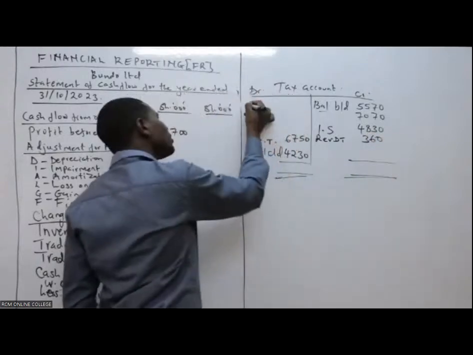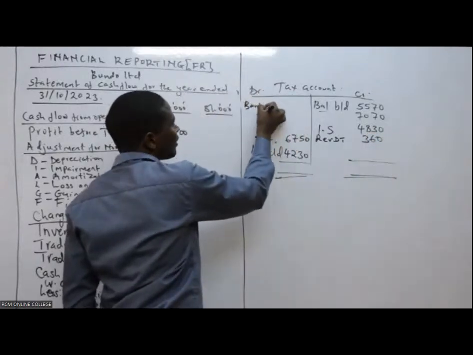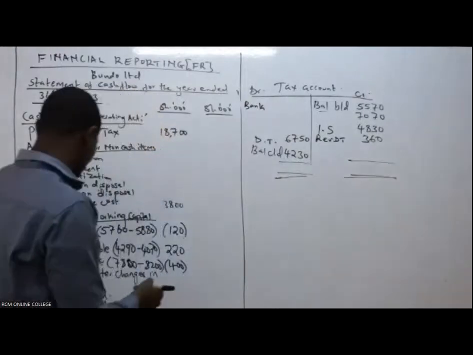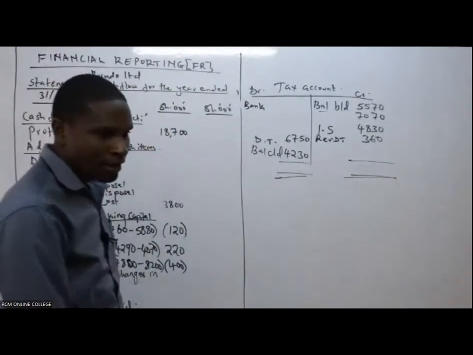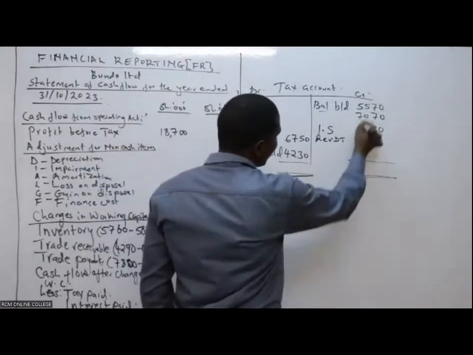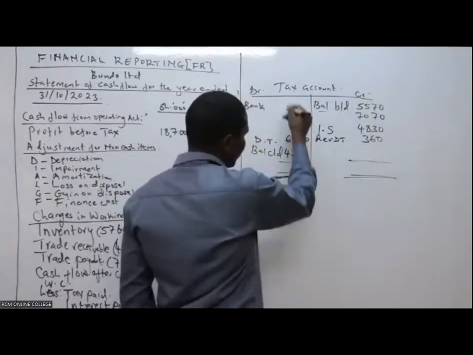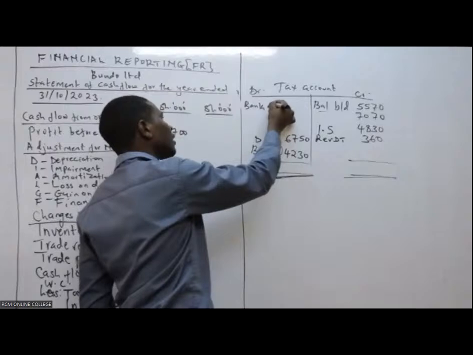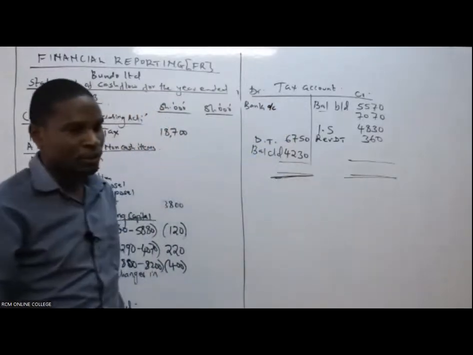Now, can you tell me what was taken to the bank? And that is the tax paid. Tax paid yenye tunataka hapa. Hiyo swali ilikuwa hatari zaidi. Give me this total and then the balancing figure, bank account. Itaenda kwa bank. Hiyo ni tax paid.